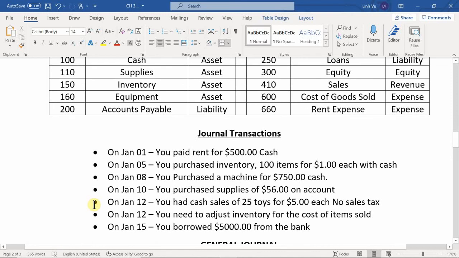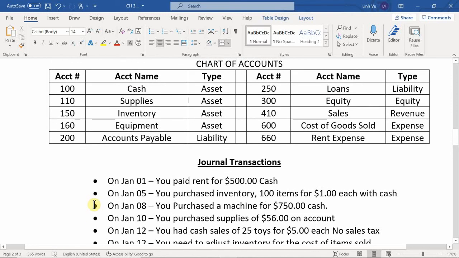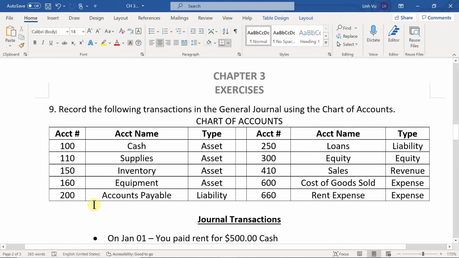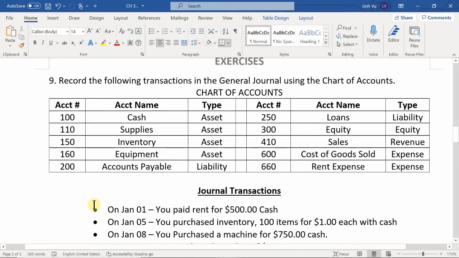So January 5th, you purchased inventory. 100 items for $1 each, with cash. So we have the inventory. Yes, we do have inventory. The inventory account is 150.